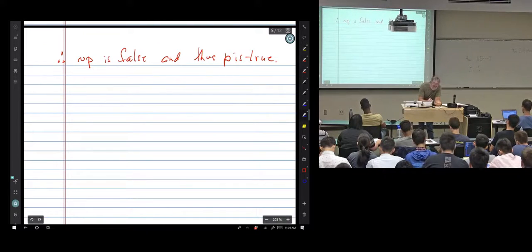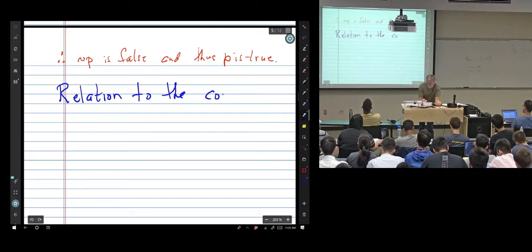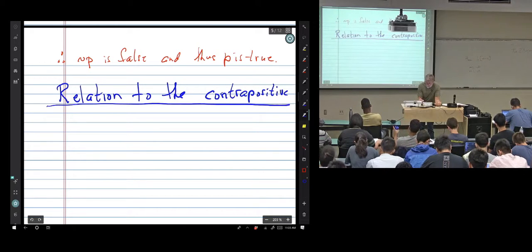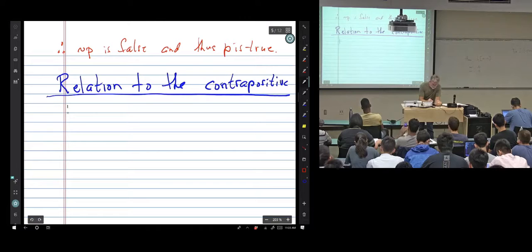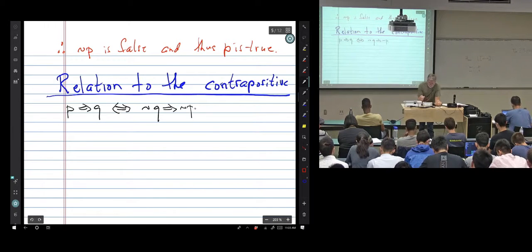Now, what I want to point out is this. Relation to the contrapositive. P implies Q if and only if not Q implies not P. That's the contrapositive, okay?